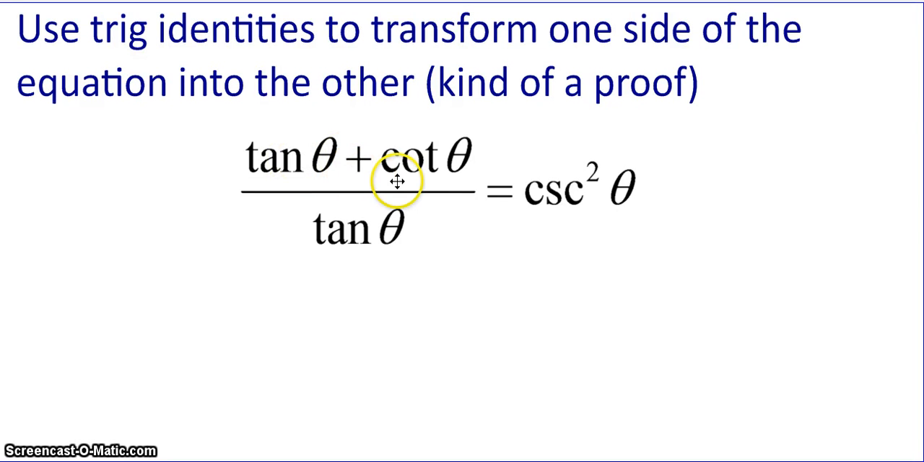So here you have the tangent of theta plus cotangent theta over tangent theta equals cosecant squared theta. So I want you to prove to me that this equation is true using your identities and basic algebra. Pause it, and then unpause it when you're ready to check your answer.